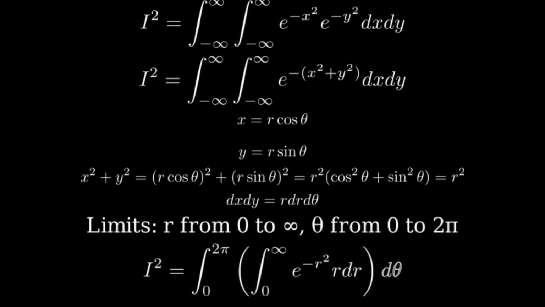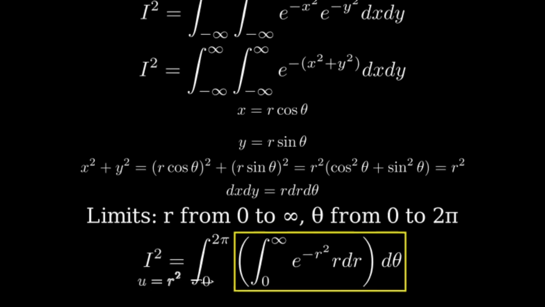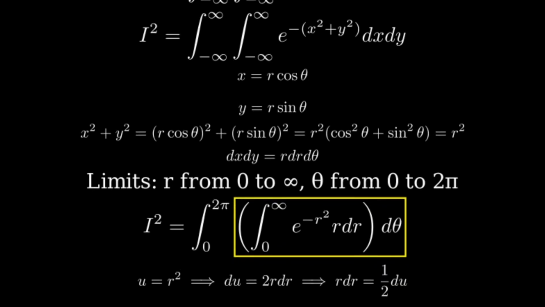We get the integral from 0 to 2 pi with respect to theta of the integral from 0 to infinity of e to the negative r squared times r dr. Let's focus on the inner integral with respect to r. We can solve this using a u substitution. Let u equal r squared, then du equals 2 r dr, or r dr equals 1/2 du.